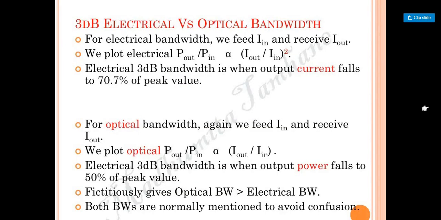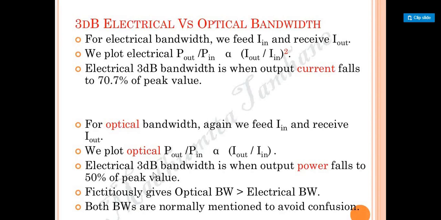3 dB electrical versus optical bandwidth. How do we obtain that? For electrical bandwidth, we use I in, the input value, and I out, the output value. If you plot the output by input response, which is proportional to the power out, we know power is voltage times current. Written in terms of current, I squared R, where R gets cancelled. So I out squared by I in squared. If you cross multiply and square both terms, we can find the electrical 3 dB bandwidth, where the output current falls to 70.7% of the peak value.